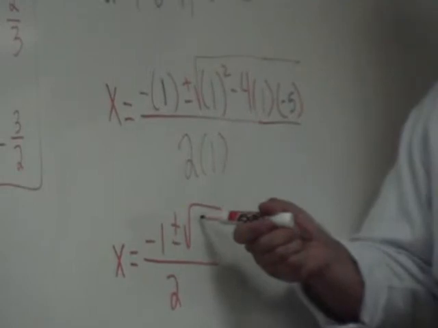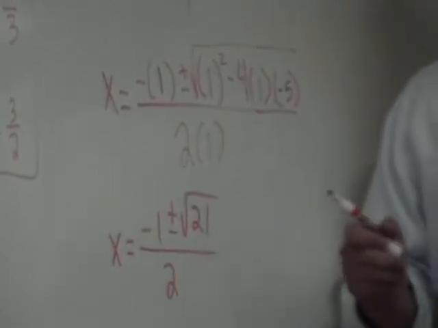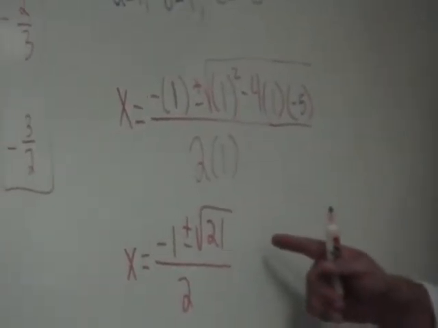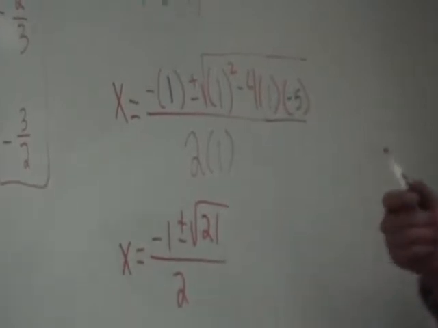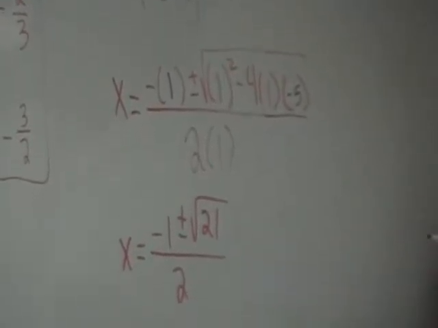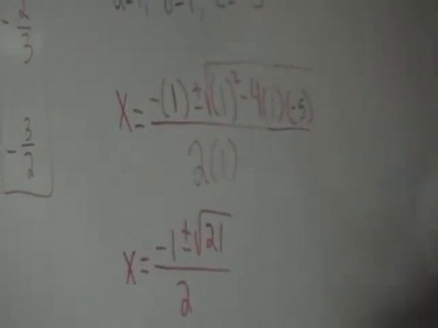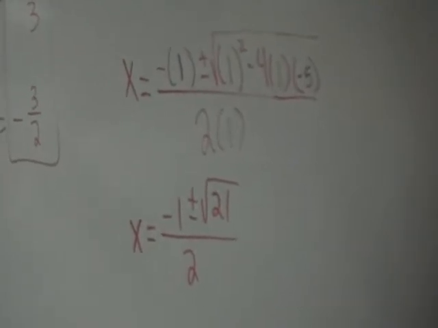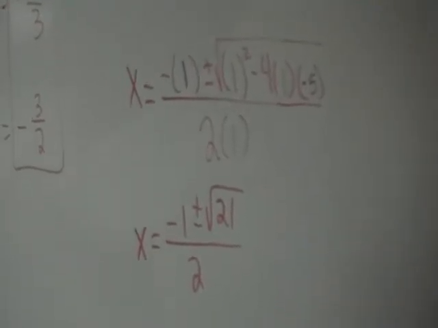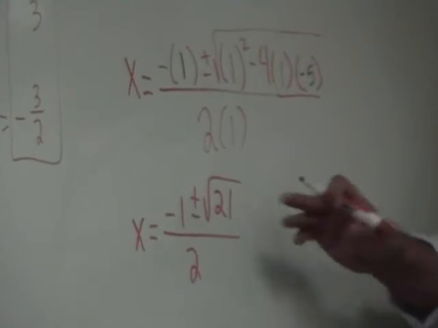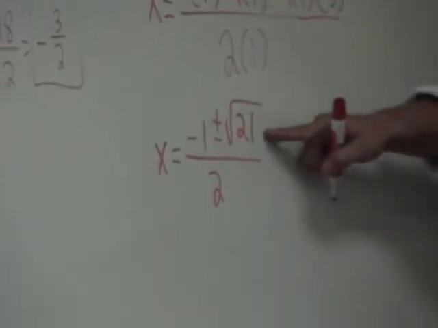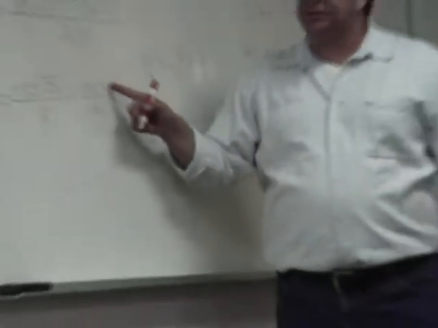1 plus 20. 21. Now, is the square root of 21 a nice number? No. You punch it in, it'll give you a decimal, right? 4 point something, but it'll fill your screen. So what I'm going to do is show you how you write your answer in this case. When that number is not nice, we just split it up right now.